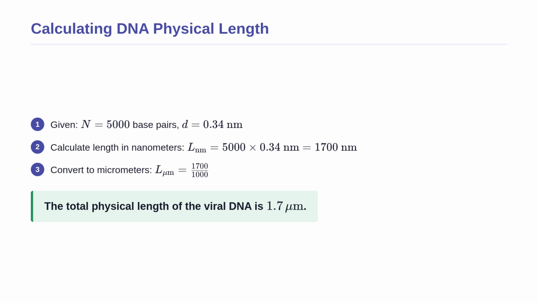First, we multiply the total number of base pairs, 5,000, by the distance per base pair, 0.34. This calculation gives us a total length of 1,700 nanometers. Next, we need to convert this result into micrometers. Since there are 1,000 nanometers in 1 micrometer, we divide 1,700 by 1,000. This shifts the decimal point 3 places to the left, giving us a final length of 1.7 micrometers. This tells us exactly how much space the virus needs to package its genetic material.